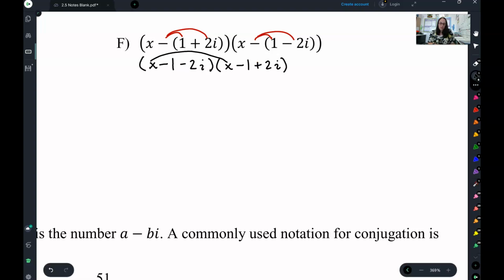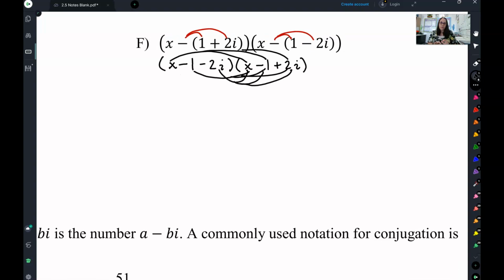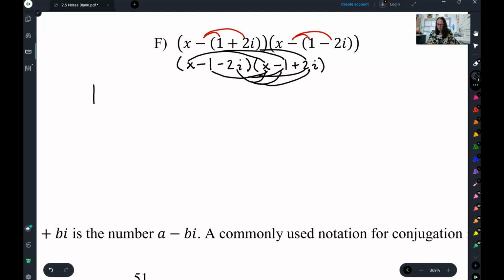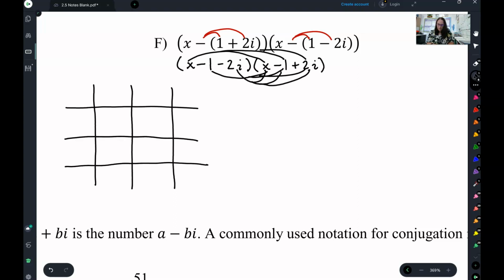Now, you could do this with our rainbows, where you'll end up doing rainbows 3 times. Or, if you get confused with the rainbows and get lost and make little mistakes, I highly suggest you think of doing it in a box form. You will get the same answer, but you'll make far fewer mistakes. So in this box form, I'm going to put my first one, x minus 1 minus 2i, and my second one down the column, x minus 1 plus 2i.